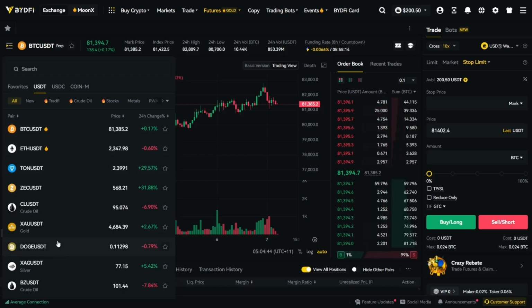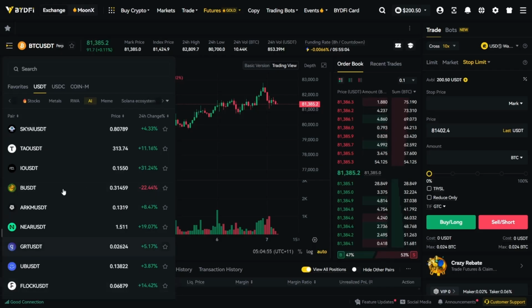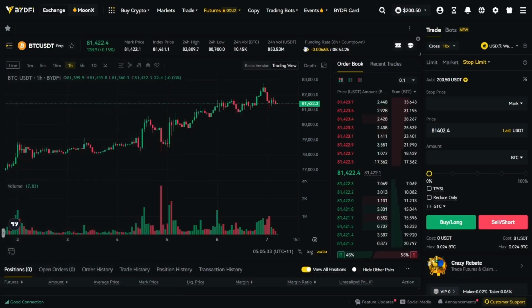BYDFi has lots of different tokens that you can choose from. You can even see the different categories like TradFi, stocks, RWA, AI. Let's say you want to trade an AI token, you could just click on AI and you can see all the AI tokens that BYDFi has to offer. Looking beside our token, we can see this top bar.